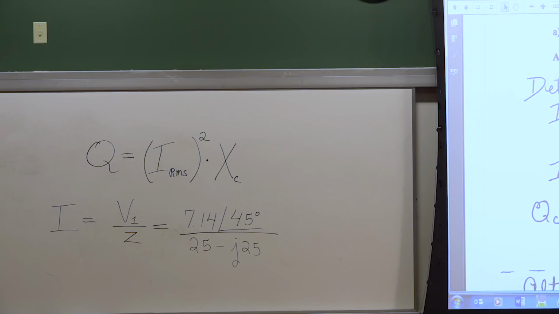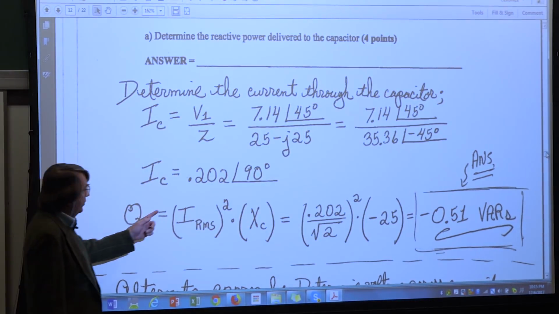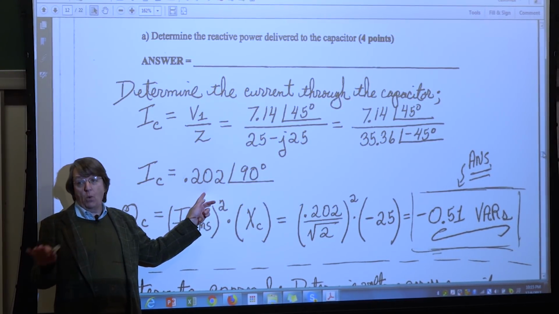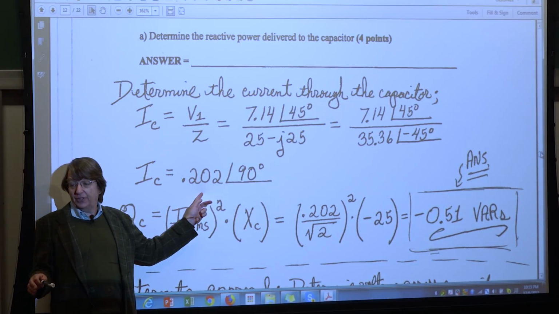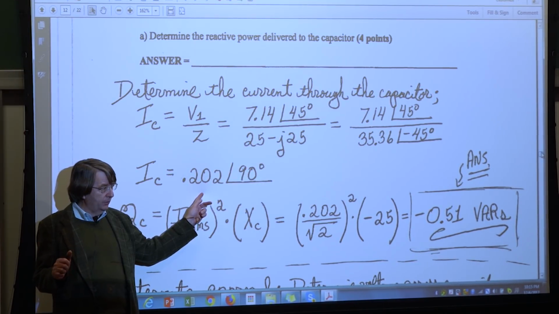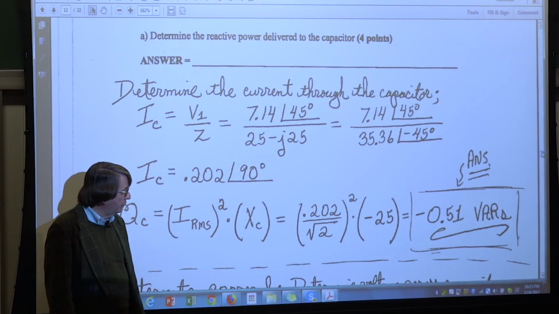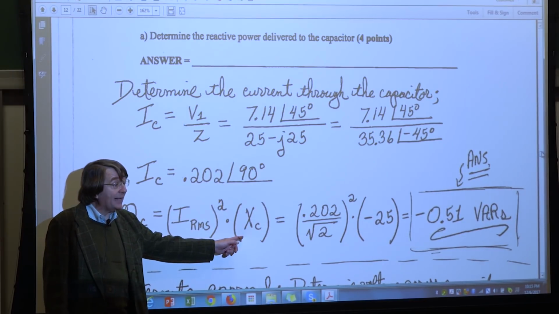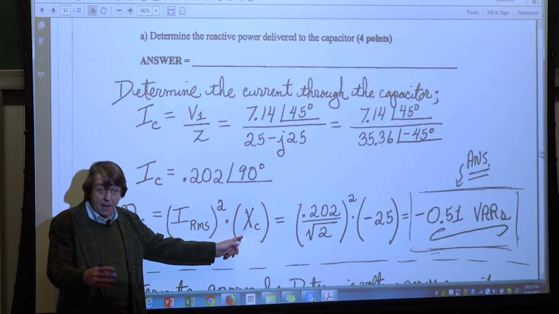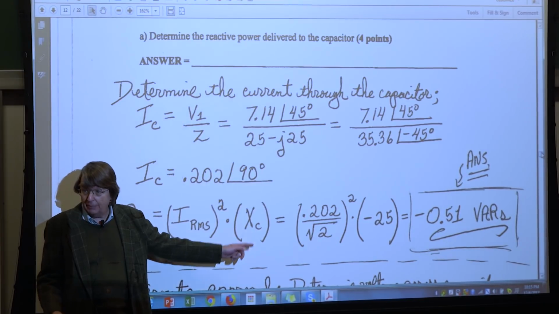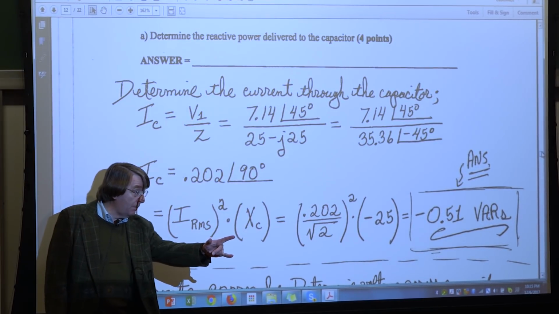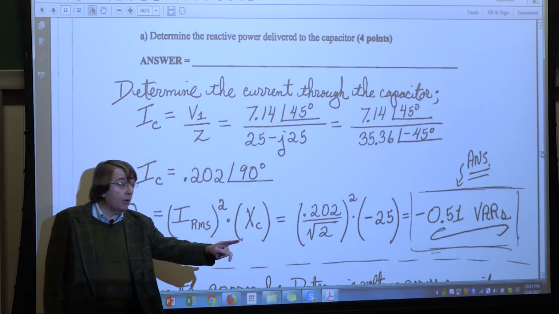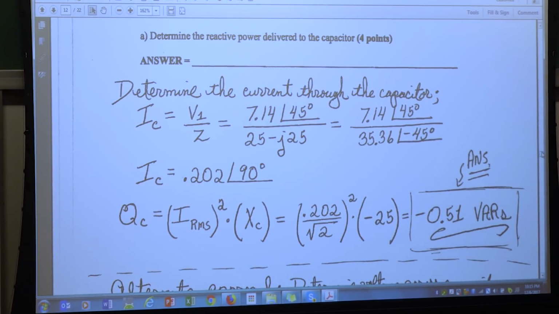Okay. So determine the current through the capacitor, and we get this value here. Now remember, my colleagues, I hope you all know this. How do you get RMS? Divided by the square root of 2. So we get the square root of 2 in there. We square the whole quantity. When you take the reactance, you leave the J, but you take the negative sign. So it becomes negative. So reactive power to a capacitor is negative. Reactive power to an inductor would be positive.